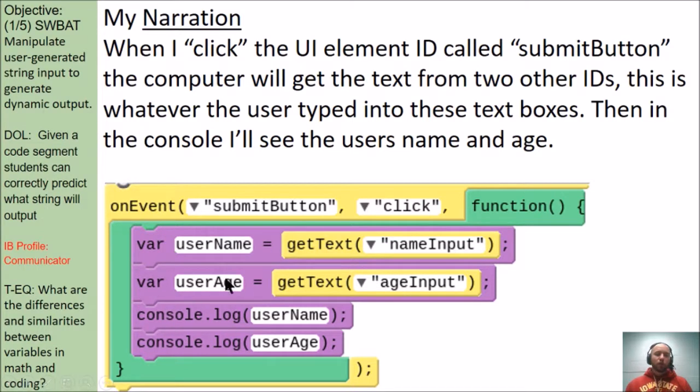And then a variable called userAge will get something that a user types into another box, probably a number, but whatever they type into here will be assigned the variable called userAge. So then in my console, I can log out what the username was and their age.